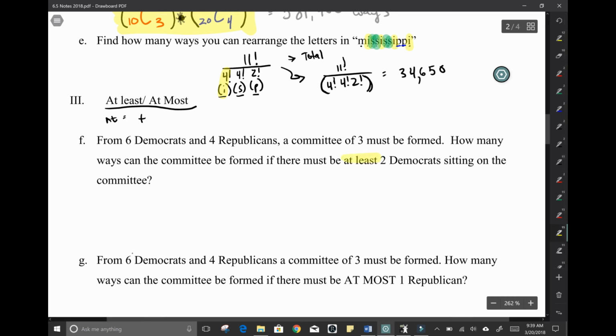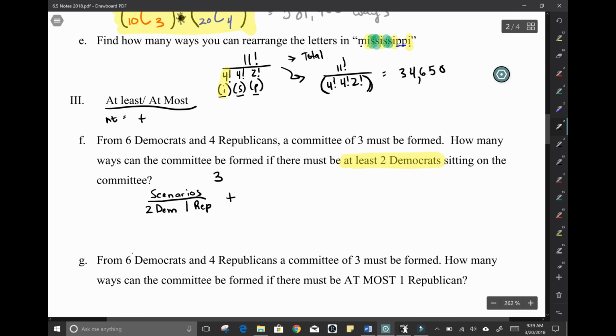Okay, so at least 2 Democrats. So let's just do some writing here. At least 2 Democrats, we need a committee of 3. What are the different scenarios you can have? So if I need at least 2 Democrats, that means I can have 2 Democrats and 1 Republican. Okay? That is one way to fill that requirement.